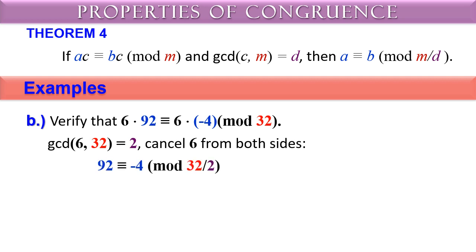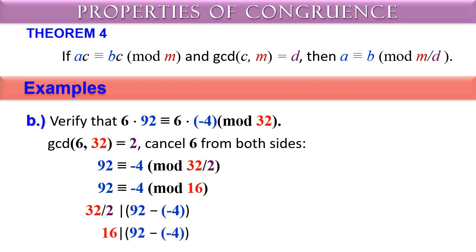Thus, we have 92 is congruent to negative 4 modulo 32 divided by 2. Simplifying it further, we have 92 is congruent to negative 4 modulo 16. Thus, this is true since 32 divided by 2 divides 92 minus negative 4. Simplifying it, we have 16 divides 92 minus negative 4.